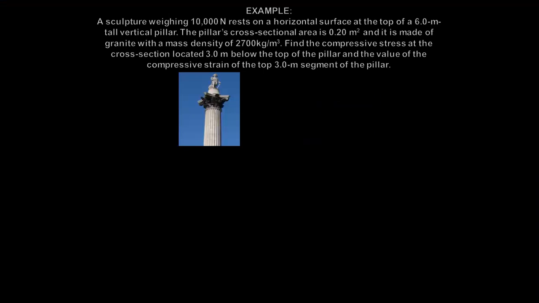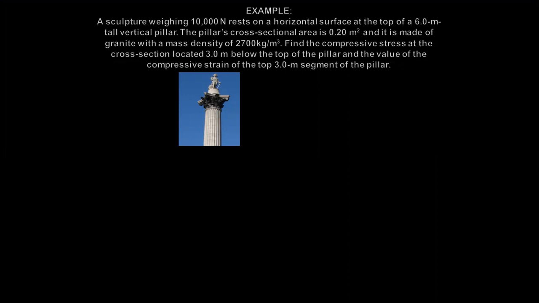A sculpture weighing 10,000 newtons rests on a horizontal surface at the top of a 6-meter tall vertical pillar. The pillar's cross-sectional area is 0.20 meters squared, and it is made of granite with a mass density of 2,700 kilograms per cubic meter. Find the compressive stress at the cross-section located 3 meters below the top of the pillar, and the value of the compressive strain at the top of the 3.0-meter segment of the pillar.